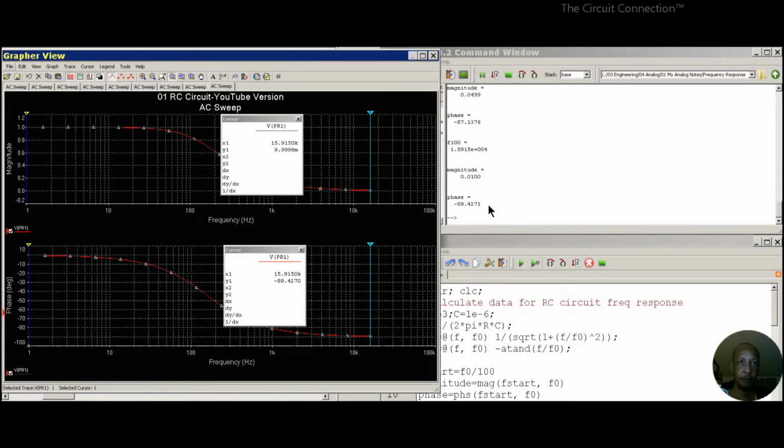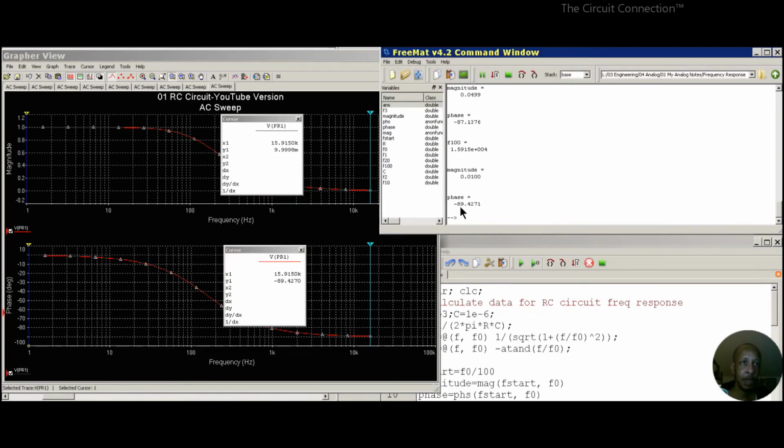What do we have for phase? We have in the simulation negative 89.4270. And what do we have for our calculation? Negative 89.4271. Again, 3 decimals of accuracy there. We're all good to go. And we can see clearly that that's heading for negative 90 degrees, and this is heading for 0 for magnitude.